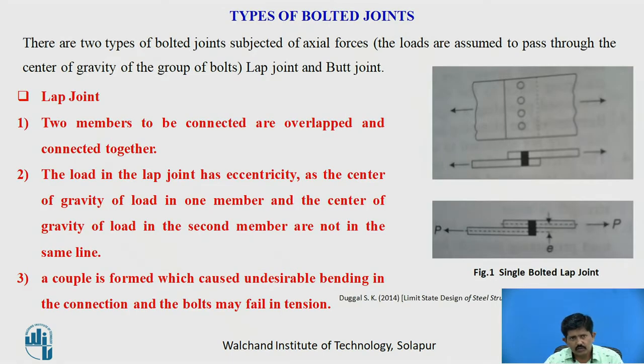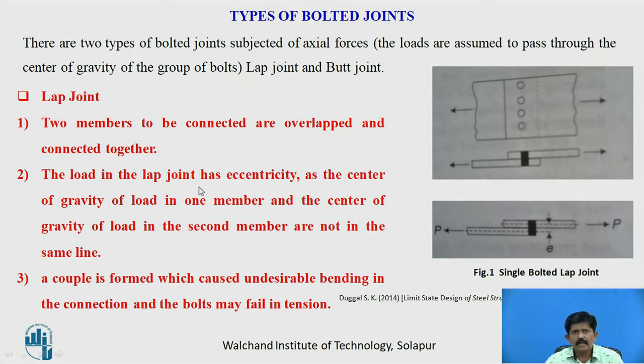Types of bolted joints. There are mainly two types of bolted joints subjected to axial force, that is lap joint and butt joint. Here in this figure you can see it is a lap joint. The loads are assumed to pass through the center of gravity of group of bolts. Lap joint, in this two members to be connected are overlapped and connected together. So one member and the other member are overlapped.